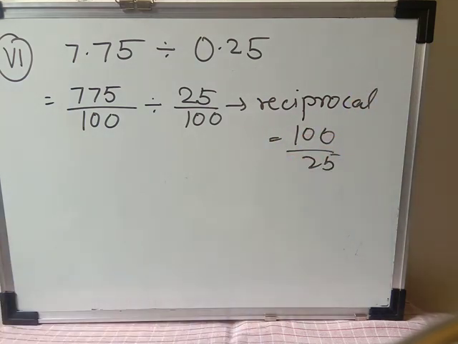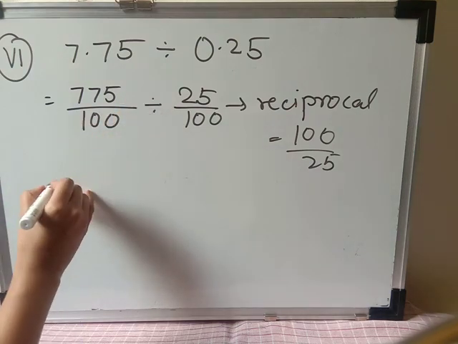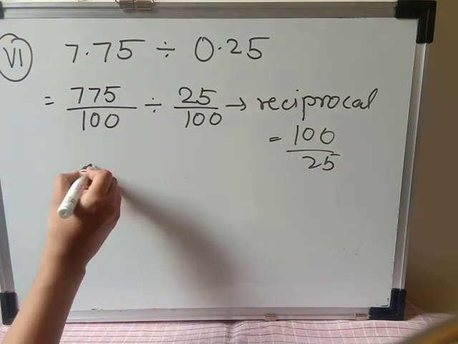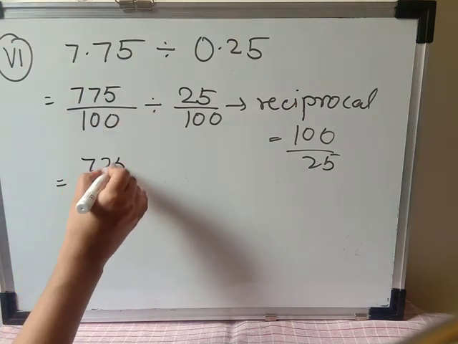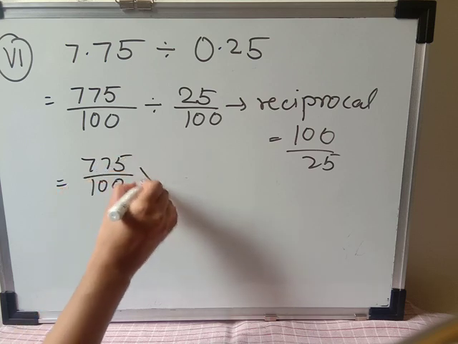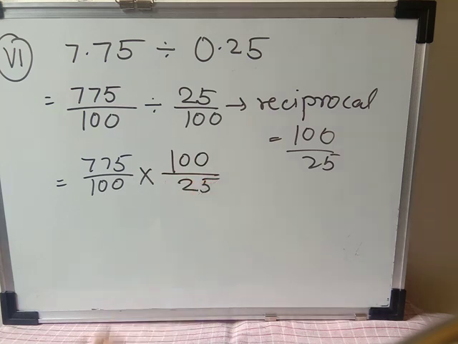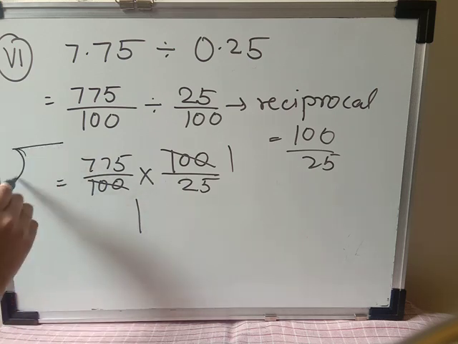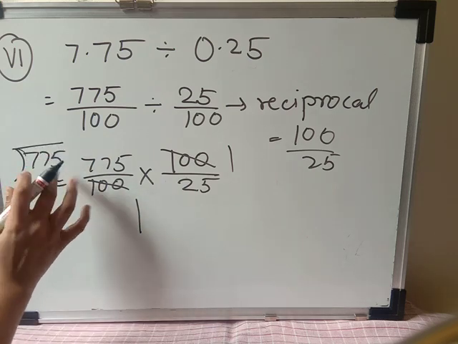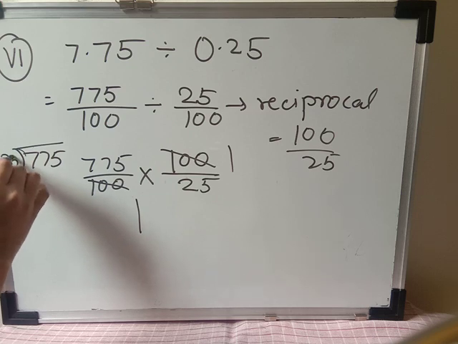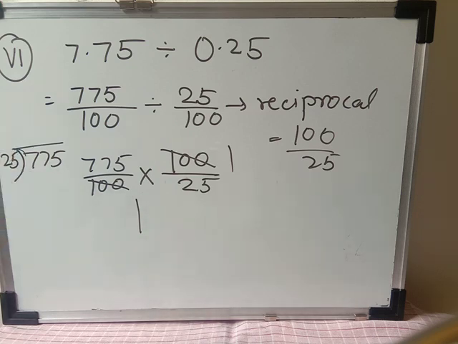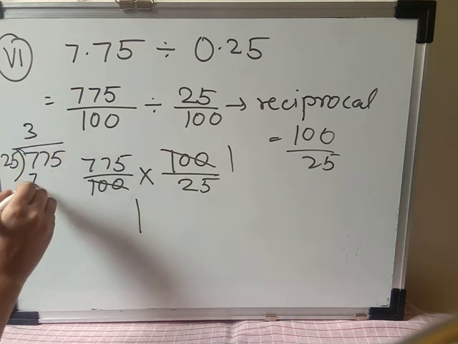Okay, now change the sign, the division sign will be replaced by multiplication sign. 775 upon 100 multiply by 100 upon 25. So here 100 ones are 100, both are, we have done division. So here just divide the 775 with the 25, and you will get the answer, that is 25 3s are 75.